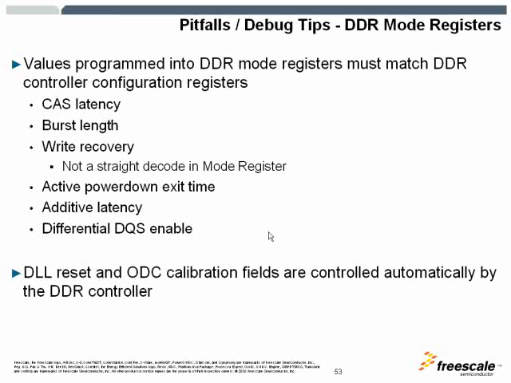The next one is to pay attention when you're programming the CAS latency, burst length, write recovery, active power down, and additive latency or differential DQS enable. These are fields in the memory controller registers that are used in two sections: they are used in the memory controller registers and are also programmed in the mode registers. The same values are programmed in both, so make sure that you provide the same values between the two fields when you're programming a single parameter.